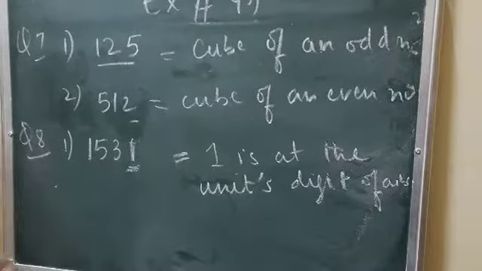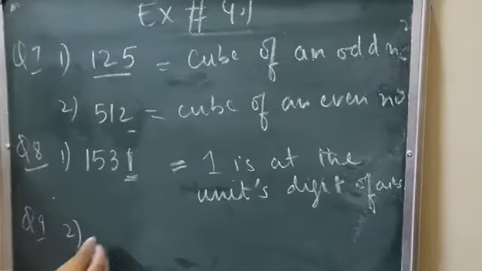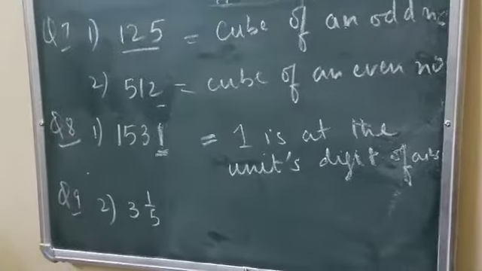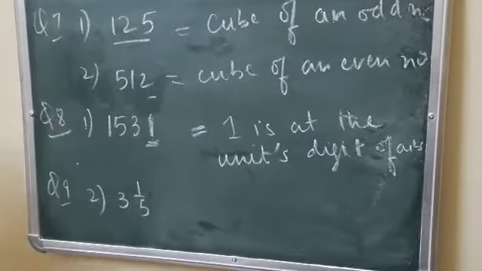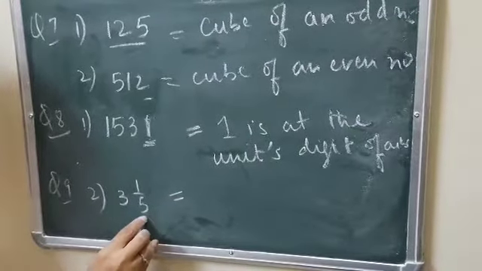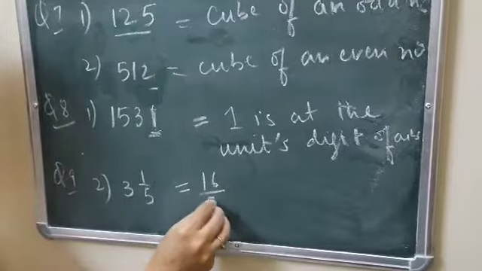Question number 9. Second part I am doing. It is 3 1 upon 5. You have to find the cube of this number. Now how to find the cube? First we will make it in the form of a rational number, like an improper fraction. 5 3s are 15, 15 plus 1, 16 upon 5.